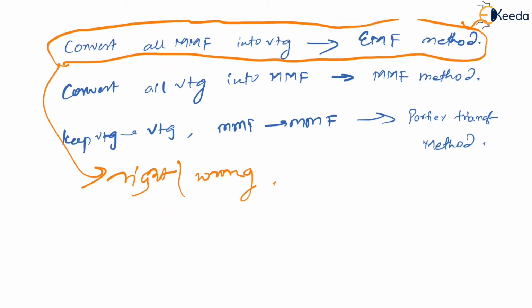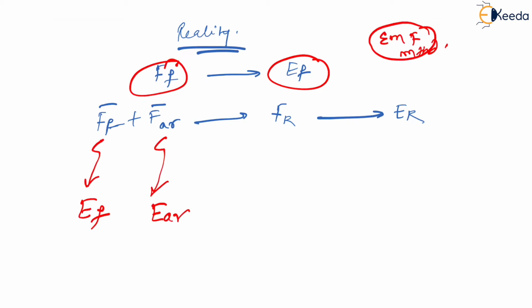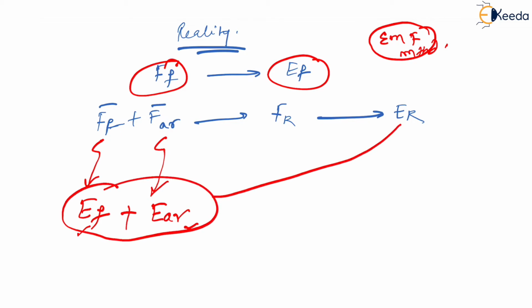We want all the MMFs in terms of voltages. So I've got this FF, which gives EF, and this FAR, which gives EAR. Is that correct? Now, if you add them, EF plus EAR will give you ER directly. This is what the EMF method says. Whether it is right or wrong, we don't know that, but this is what it says.